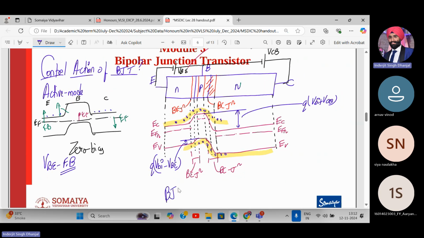So write it down. Have you drawn this energy band diagram? Hello. Yes, sir. Have you completed it? No? Yes, sir. Okay, completed it.